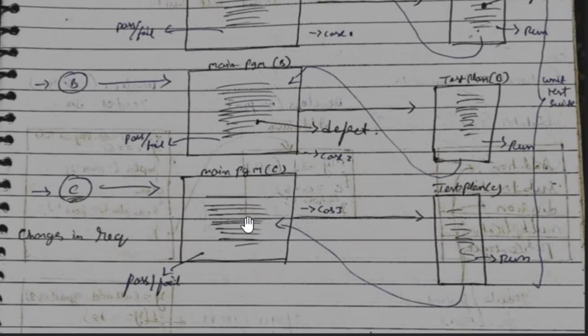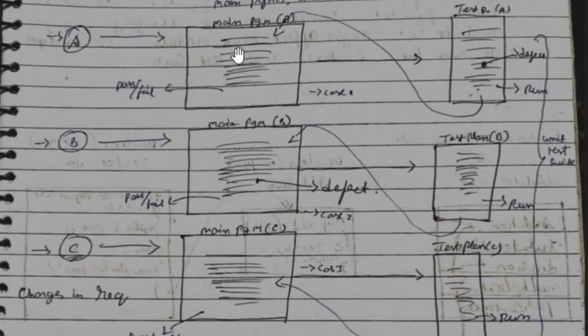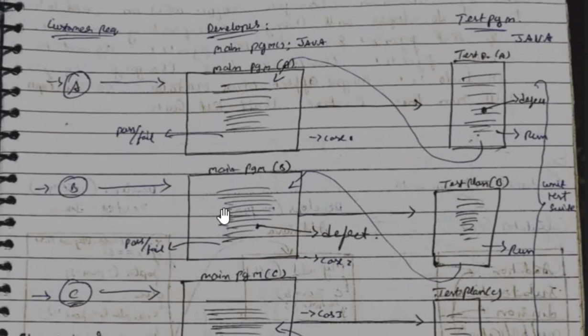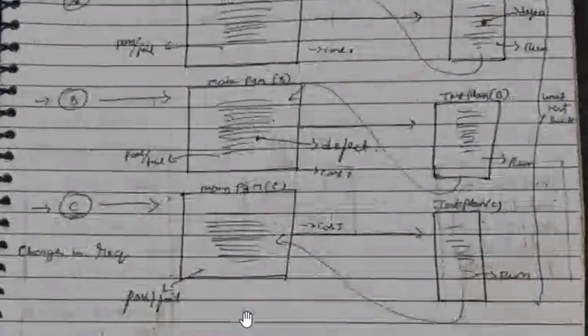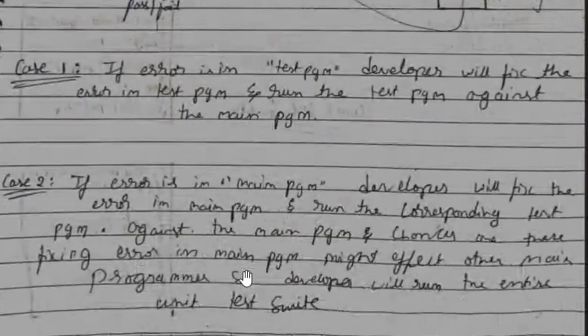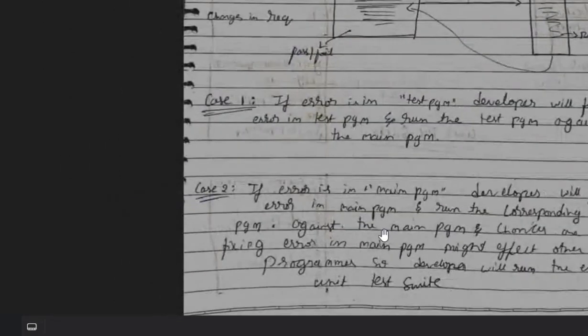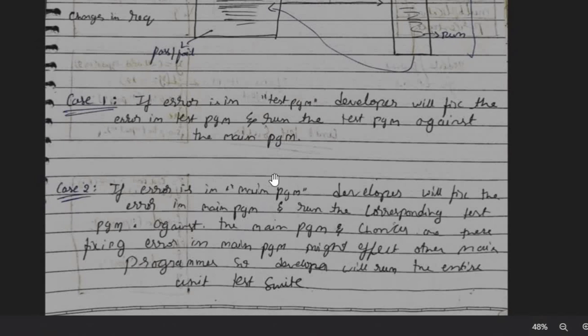As simple as that. If the test plan is wrong, they will clear the defects in the test plan, and they will run it against the main program. If the main program is wrong, they will check the main program and run the test plan against it. If both are correct and they want to change the requirements, they will update the main program and run the test program against the main program. That's it. That's what is explained in case 1, case 2, and case 3.